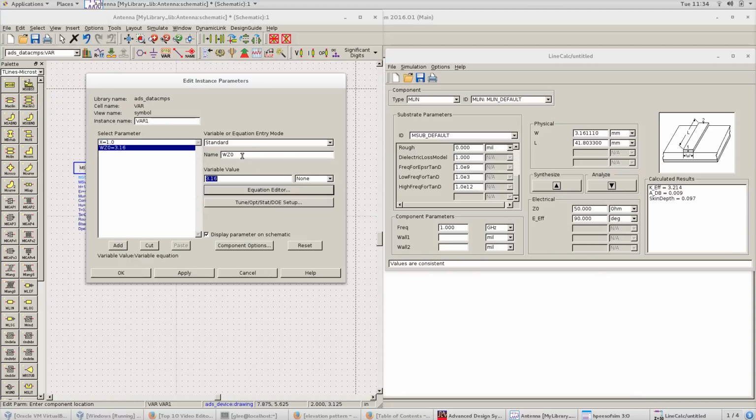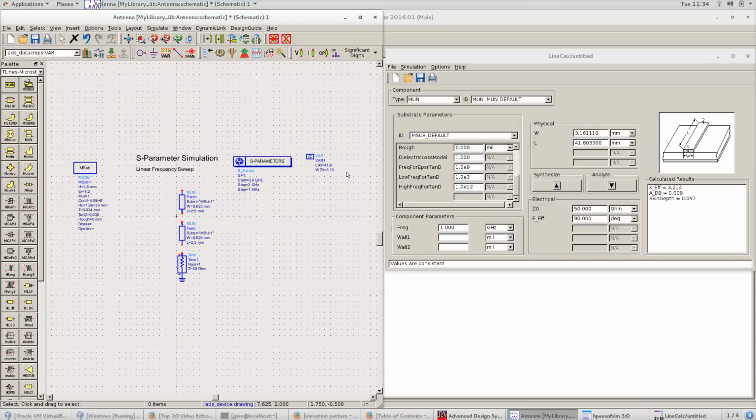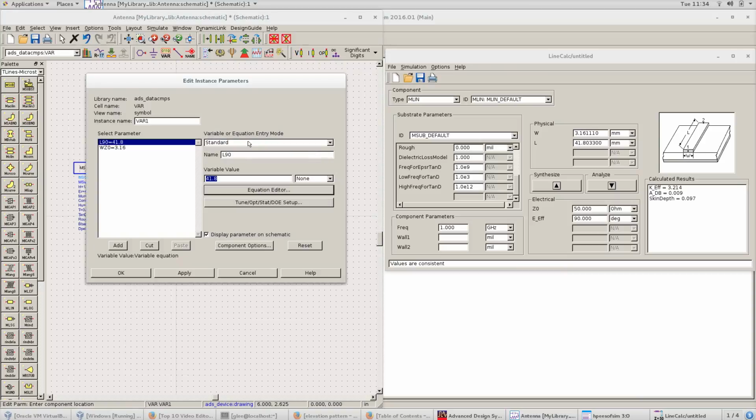Now I'm going to take this one and change this to L90, which is the length of a 90 degree impedance transformer, or a 90 degree transmission line. I'm going to change this to 41.8, and hit apply. Alright, so now I have L90 and WZ0. And actually, I'm going to go back in here, and I'm also going to do L patch.